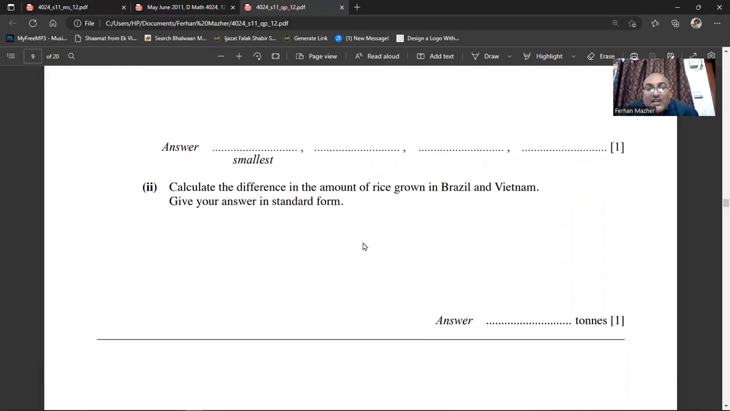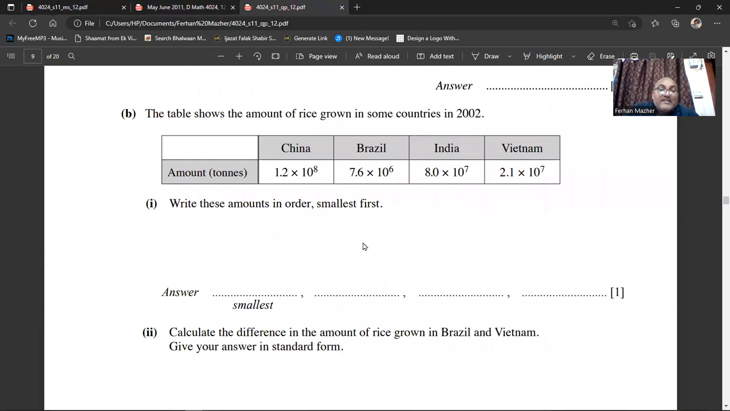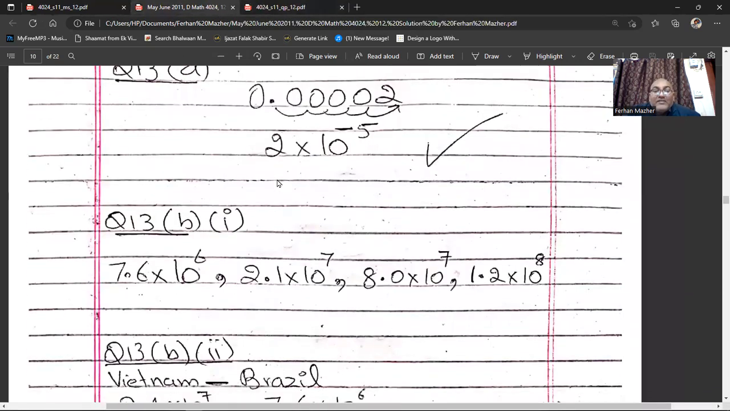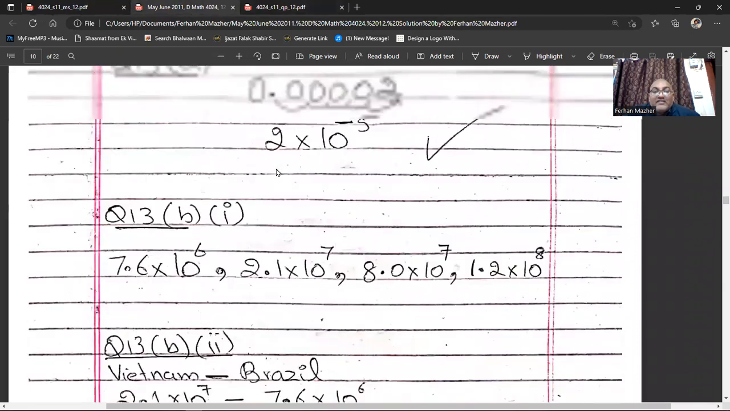Calculate the difference in the amount of rice grown in Brazil and Vietnam. Give your answer in the standard form. Vietnam and Brazil. So Vietnam is more, 2.1 x power 7. This is 7.6 x power 6. So I will subtract them. Let me show you how I have done this.